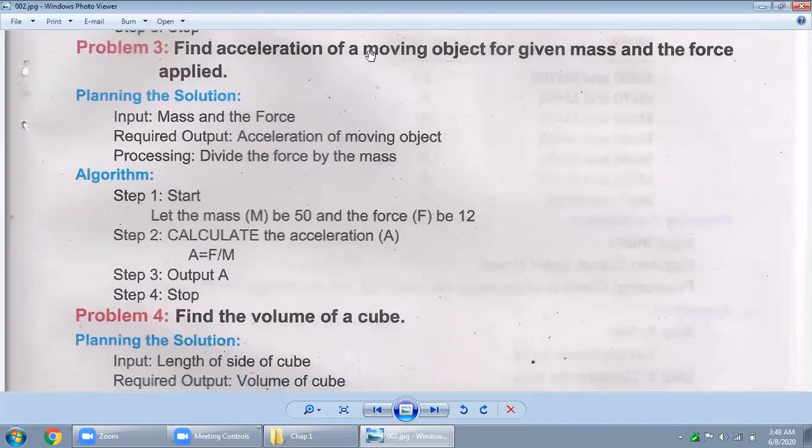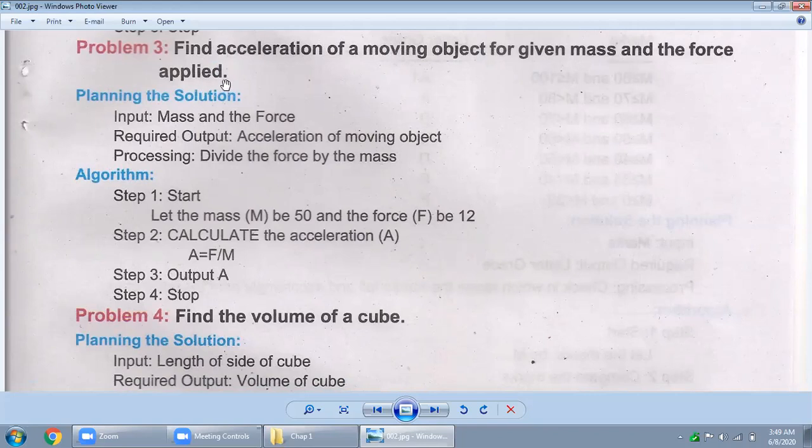Find the acceleration of a moving object for a given mass and the force applied. If you know the formula of acceleration, then you can find acceleration very easily. This one is concerned with a physics question.